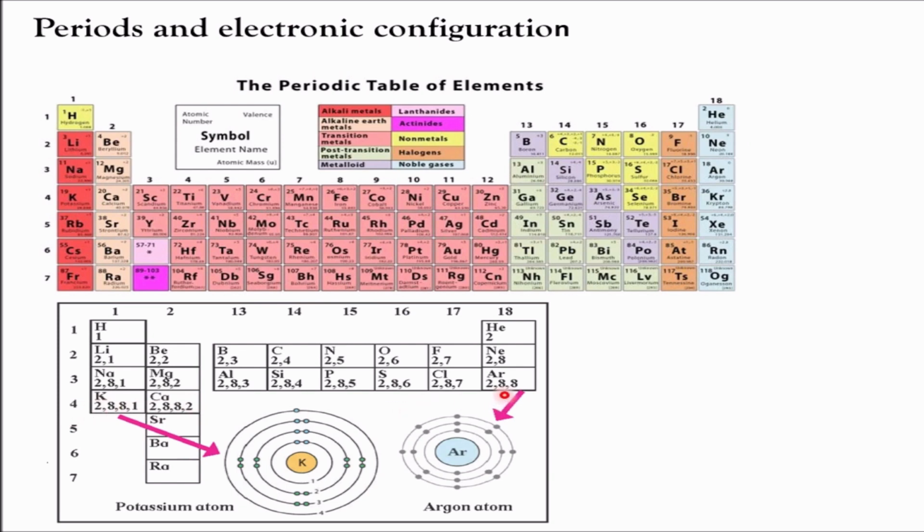Now let us take argon, 2, 8, 8. Since we have 3 shells occupied by electrons in argon, it belongs to the 3rd period. The same way with respect to helium or hydrogen. Since they have 5 shells to occupy their electrons, they belong to the 5th period. That is the relation between period and electronic configuration.